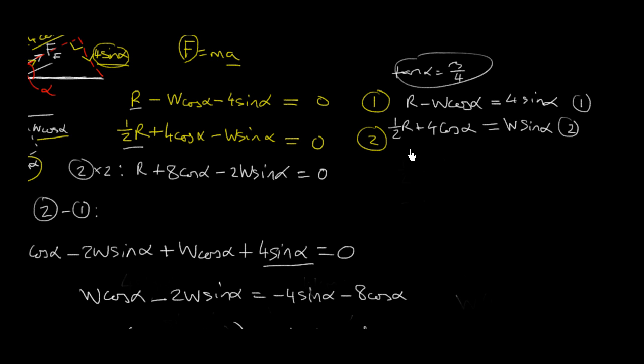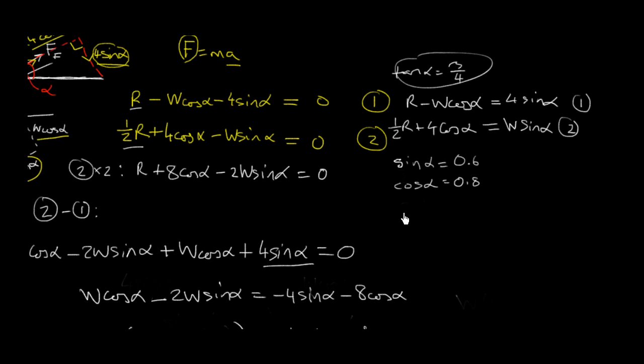alpha was 36.8698 blah blah blah degrees. So if I get sine alpha and cos alpha as values, then I can put these in the equations and it becomes much easier. So I'm going to do sine of the angle, and that is 0.6 exactly, and cos of the angle is 0.8 exactly. So that's good news because it's all very simple.